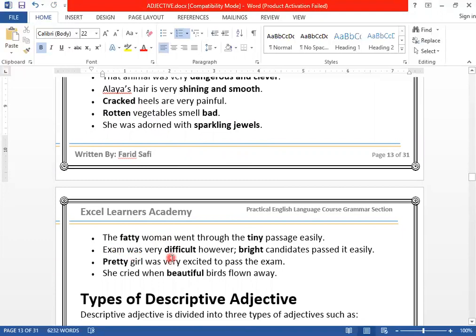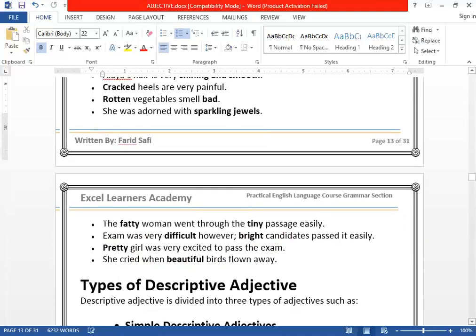The exam was very difficult. What was difficult? Exam. Exam is noun, difficult is an adjective. Bright candidates. Candidate is noun, bright is an adjective. Pretty girl. Pretty is an adjective, girl is a noun here. She cried when beautiful birds flown away. Birds, noun, beautiful as an adjective. What type of an adjective? Descriptive adjective. Now we want to move towards the next types of descriptive adjectives.